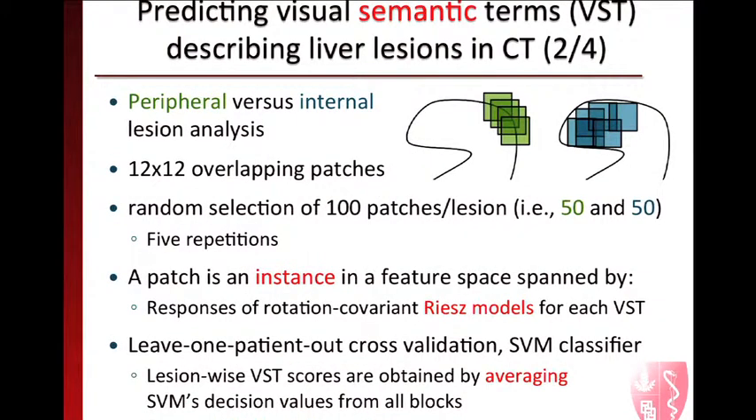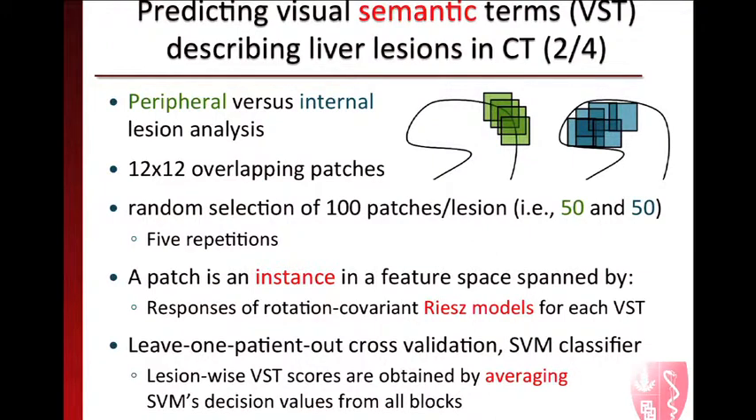So to analyze the visual terms that were on the boundary or in the inner texture, we used blocks on the periphery of the lesion, but also blocks on the inner part of the lesion. So we have overlapping patches like this, and we perform a random selection of 100 patches per lesion, typically 50 on the boundary and 50 on the inner part. And we repeat this random selection 5 times to ensure that this doesn't have a high impact on performance.